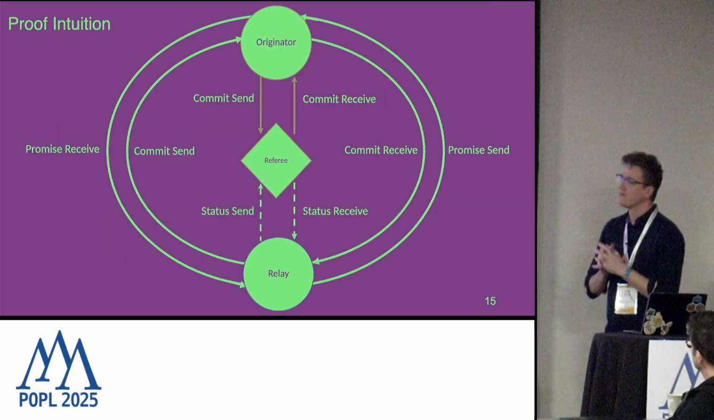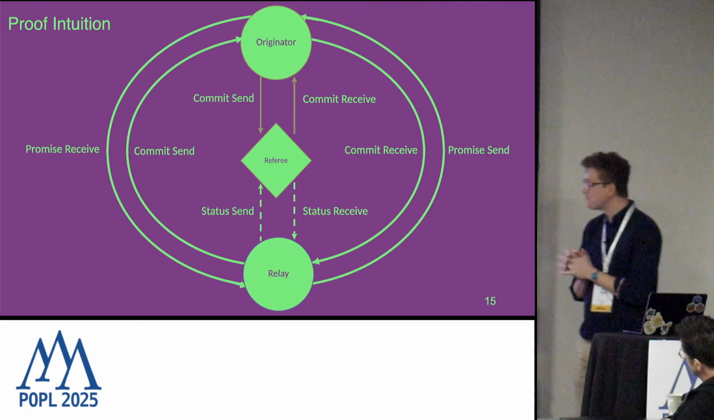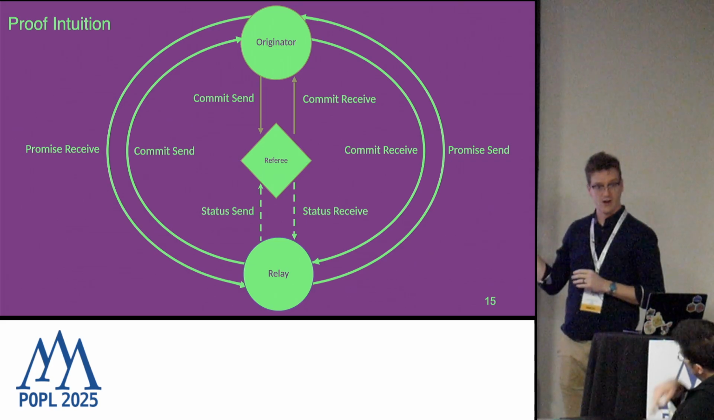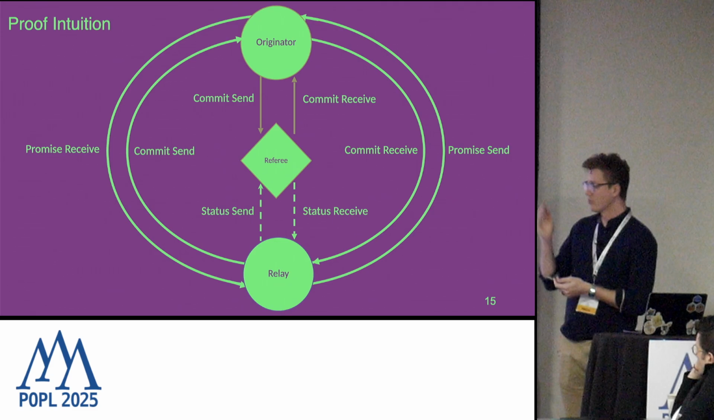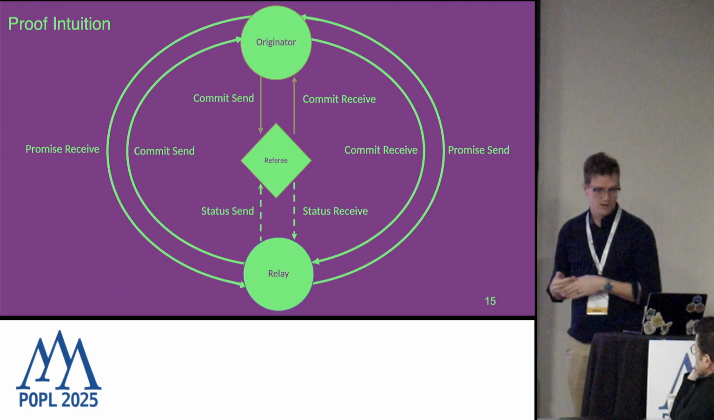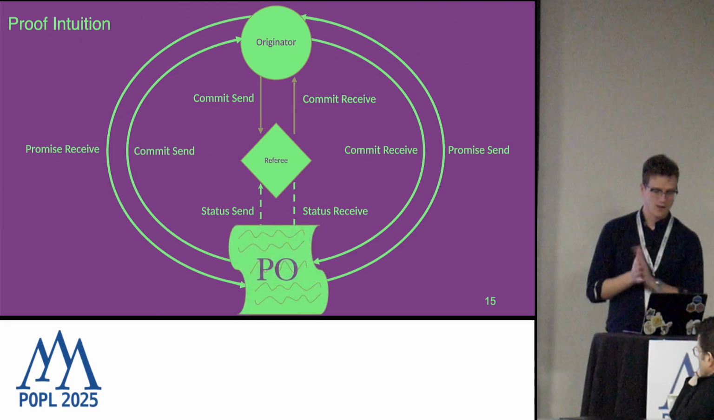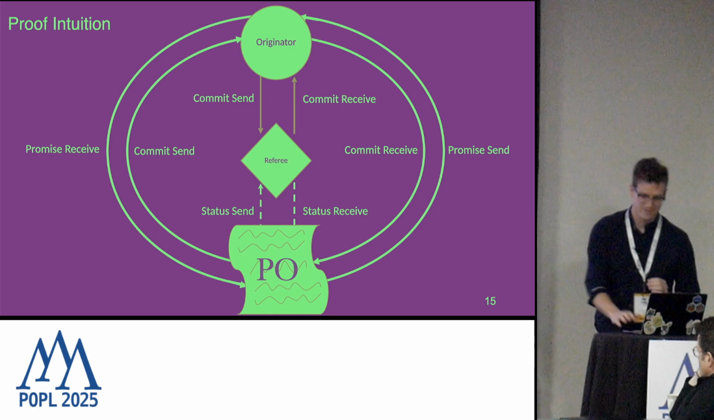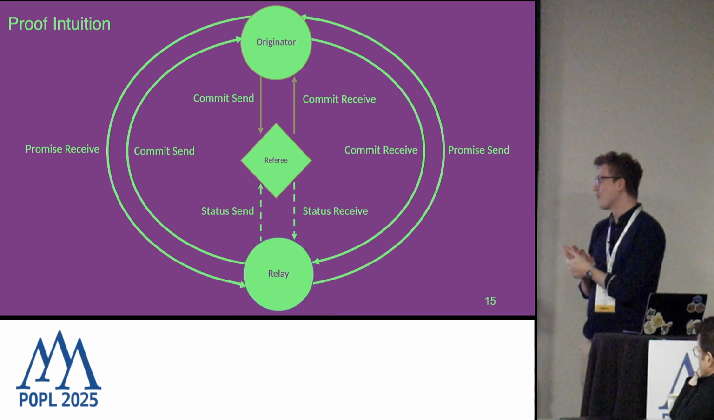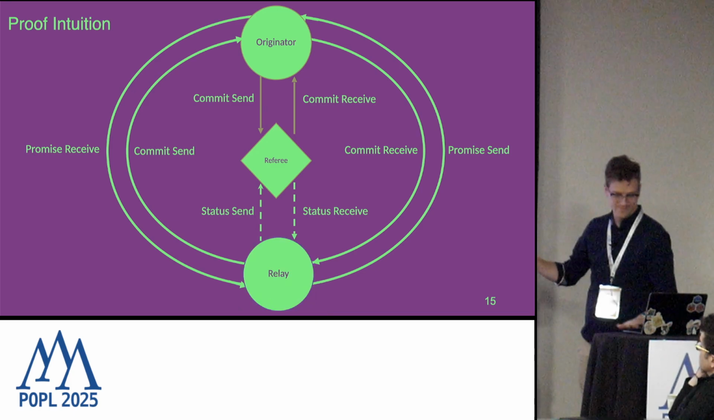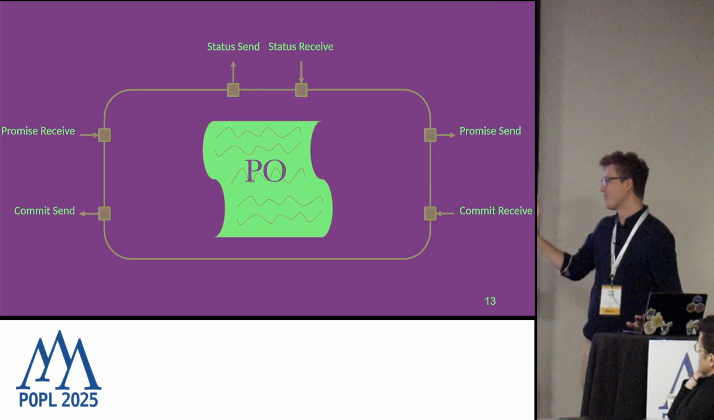So, for an intuition of how this proof is going to work, we're going to start with our base system that we are able to verify using our model checker. We'll prove all the properties we're interested in. Then what we're going to do is take our relay node. I'm going to go back. I'm sorry.